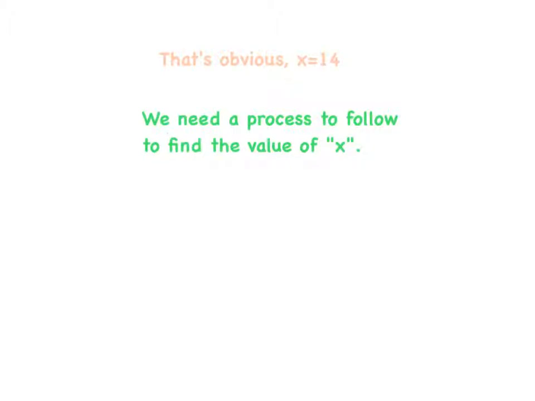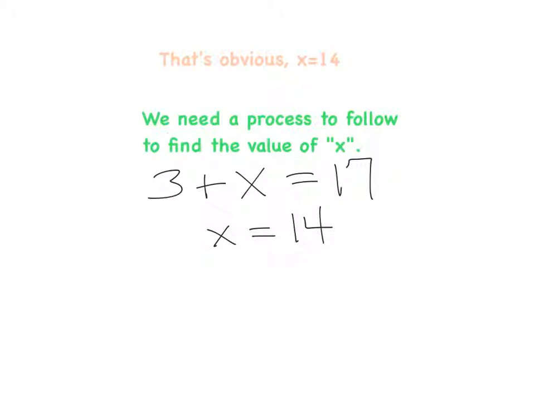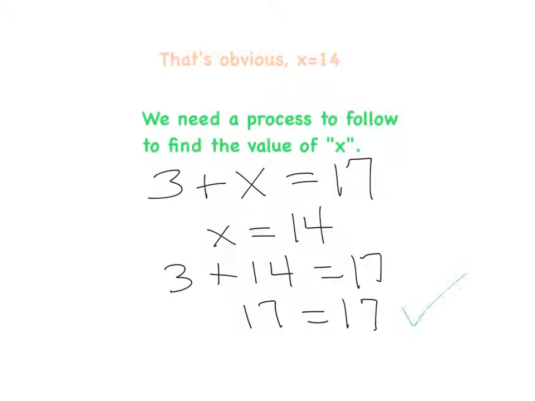So when I look at this equation, 3 plus x equals 17, I know just in my head, I don't need to do any further math, but I know that x has got to equal 14 in order for the left side of the equation to be equal to the right side. So when I add 3 plus 14, I can check it by saying, well, 3 plus 14 is 17, and 17 is equal to 17. So therefore, I have solved the equation correctly.